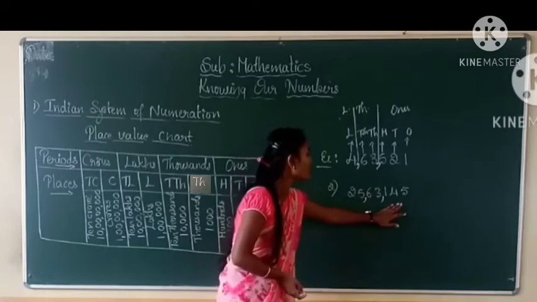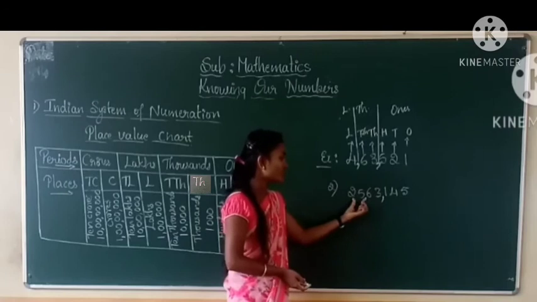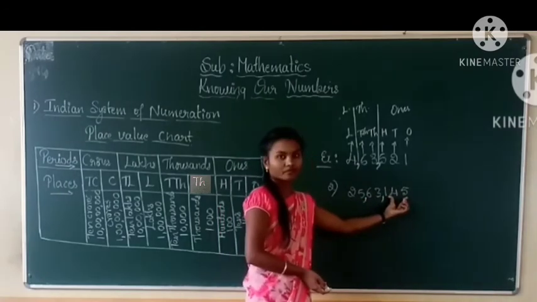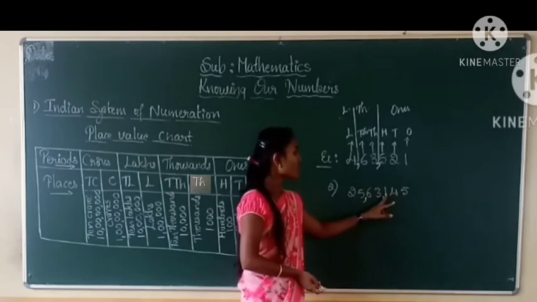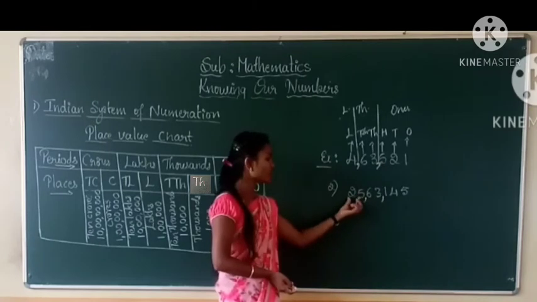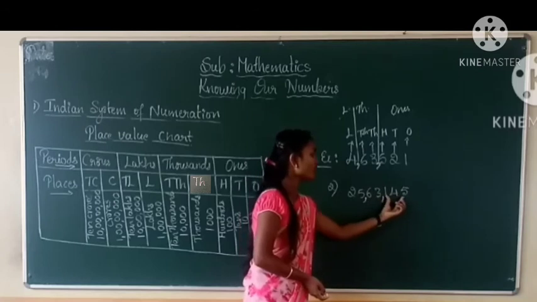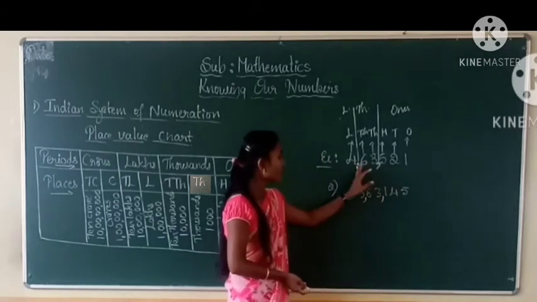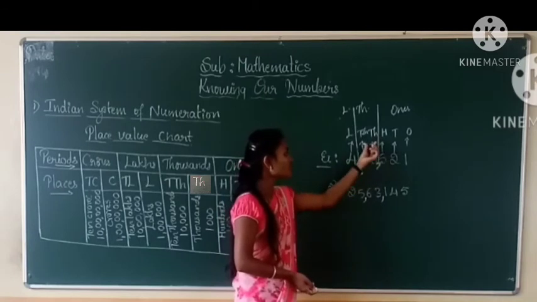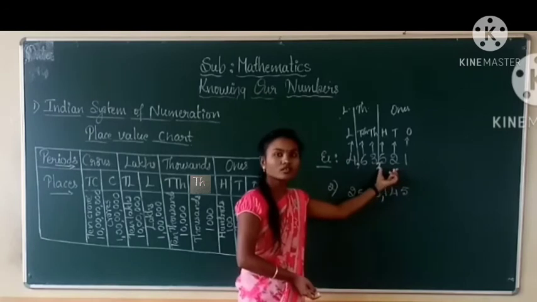So it is read as 25 lakhs 63,000 and 145. Ones, tens, hundreds, thousands, 10,000, lakhs and 10 lakhs. Therefore it is 25 lakhs 63,000 and 145. It can be read as 4 lakh 63,521. Have you all understood?